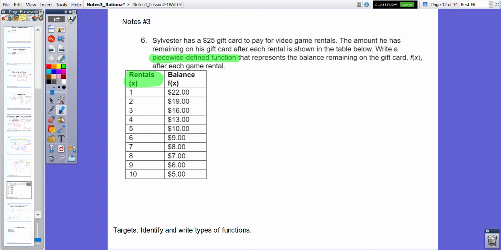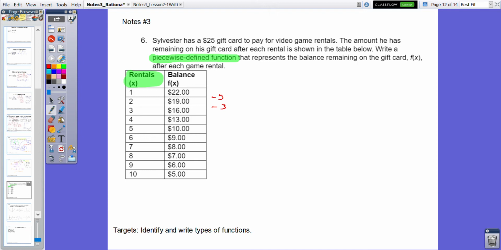The first thing we want to do is look at our balance and see if we can notice any changes in the pattern of how his balance goes down. Looking at the first point, we go from $22 to 19. That's a change of -3. He spends $3 to rent a video game, therefore it goes down by 3. Next, 19 to 16, and once again that's a change of -3. We keep looking at the rate of change, and we want to point out where there's a change in that rate of change. That gives us a big hint here.